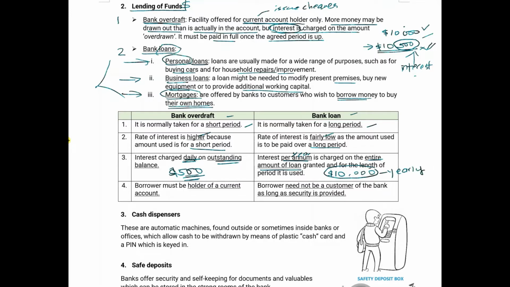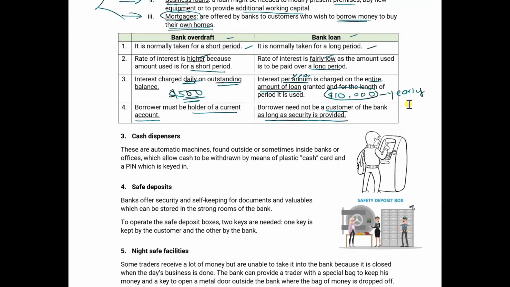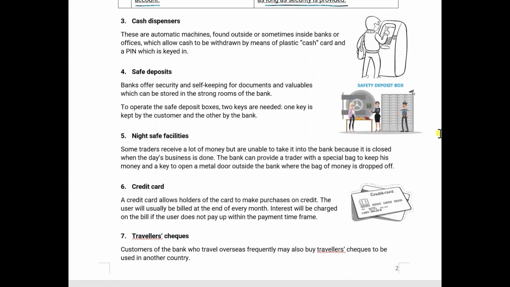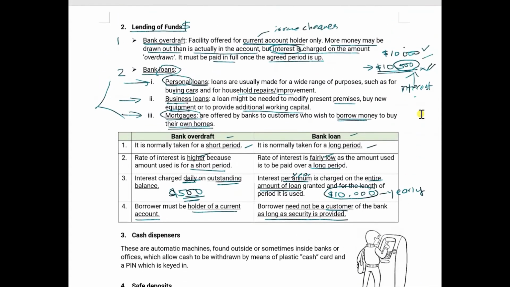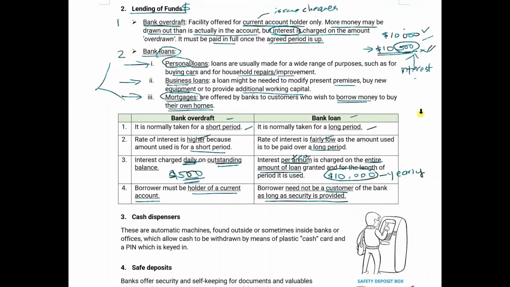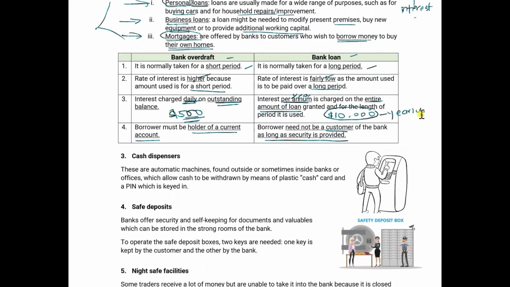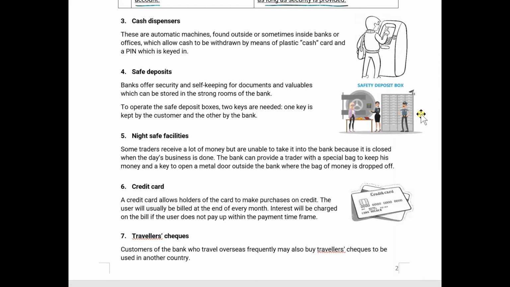For a bank overdraft, the borrower must be a holder of the current account, as we have already mentioned just now. And for the bank loan, you need not be a customer as long as you provide some sort of security for borrowing the money, maybe like your house or your car, provided to the bank. So these are the functions of the bank in terms of lending money to customers: bank loan and bank overdraft. And now let's move on to the cash dispenser.